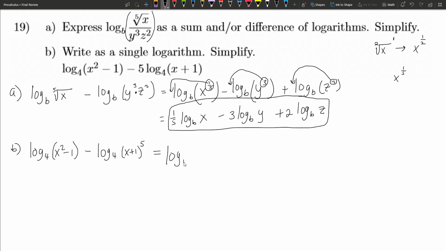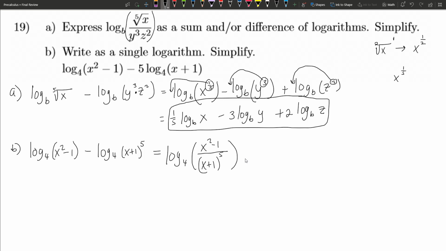So this is log base 4, big parentheses. Now that first one goes on the top. It's written in the order that the fraction is in. x plus 1 to the 5th. And there that is.